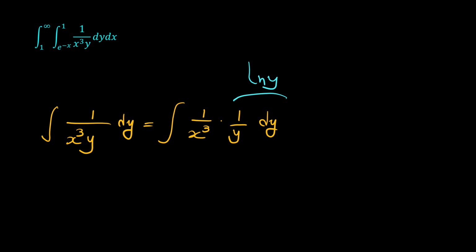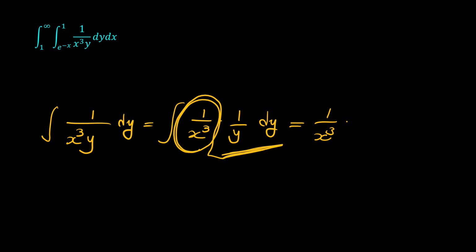So this integral equals 1 over x to the 3 because it's a coefficient. When we take integral with respect to y, everything other than y is a number. So this is a number. We write the number and then we integrate this. Integral of 1 over y dy is ln of y, or ln of absolute of y.